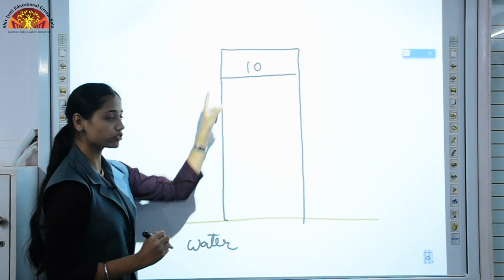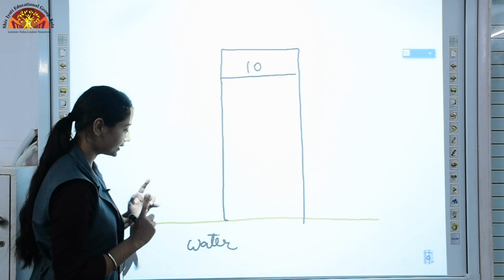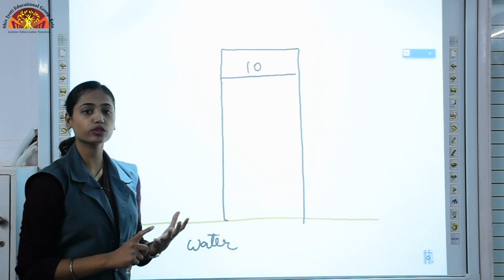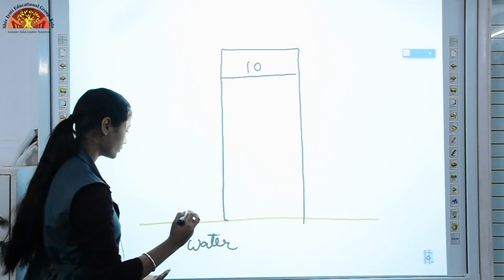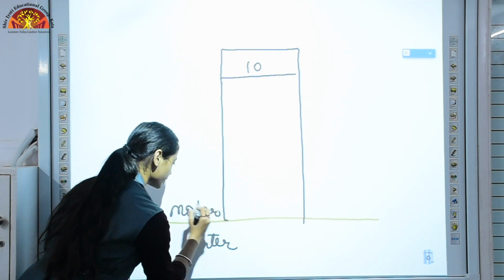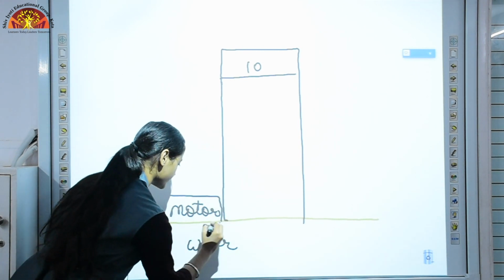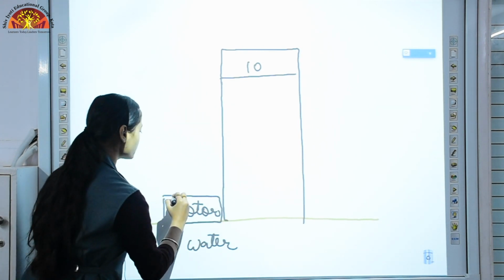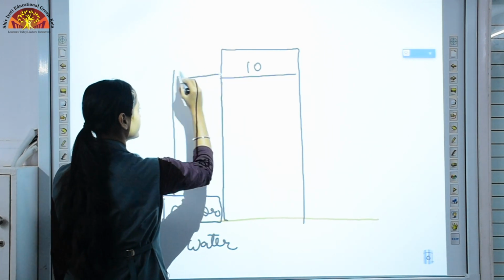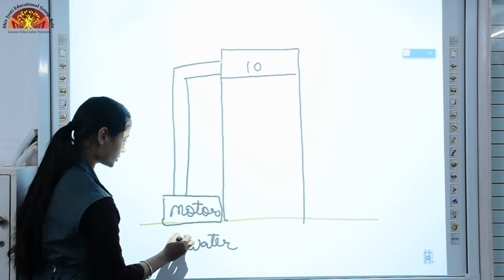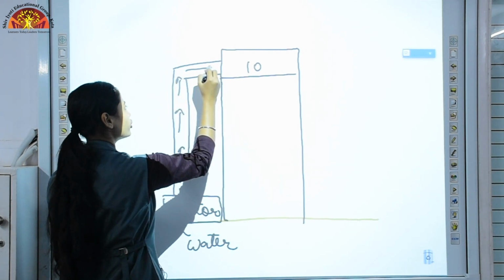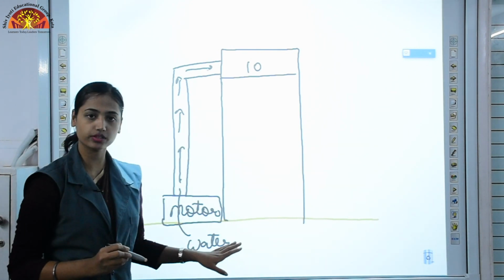Now there is a water source. You need water to survive, so we need to send this water to the top floor. So what device do we use? We use a machine, a motor, let's say an electric motor. This motor is present here. With the help of a pipe, this motor will send this water to your floor, and that's how you will get water from here.